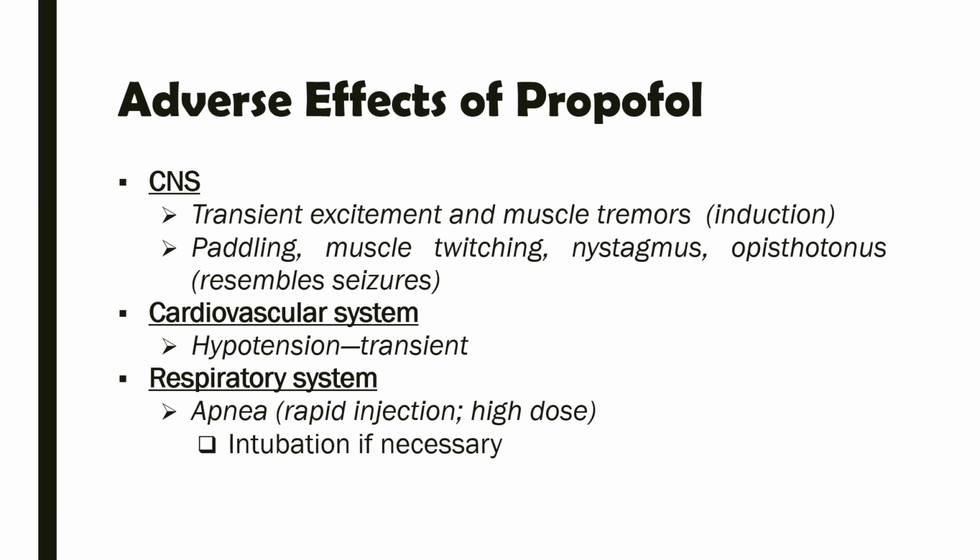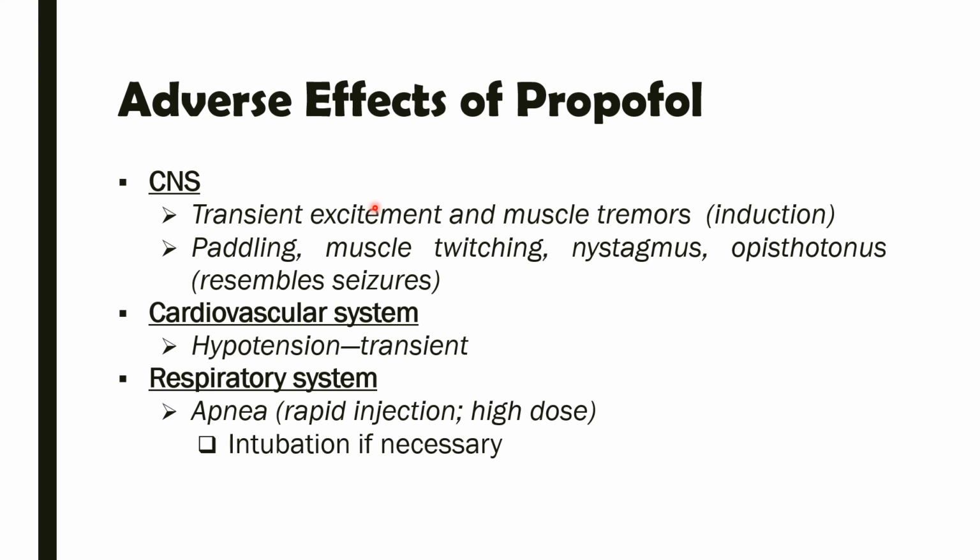Adverse effects of propofol. Again, during induction, it can cause transient excitement and muscle tremors. There is also paddling, muscle twitching, nystagmus, and opisthotonus that can resemble seizures. The transient excitement can be avoided by giving a bolus of the drug. Then you have to titrate the drug afterwards.